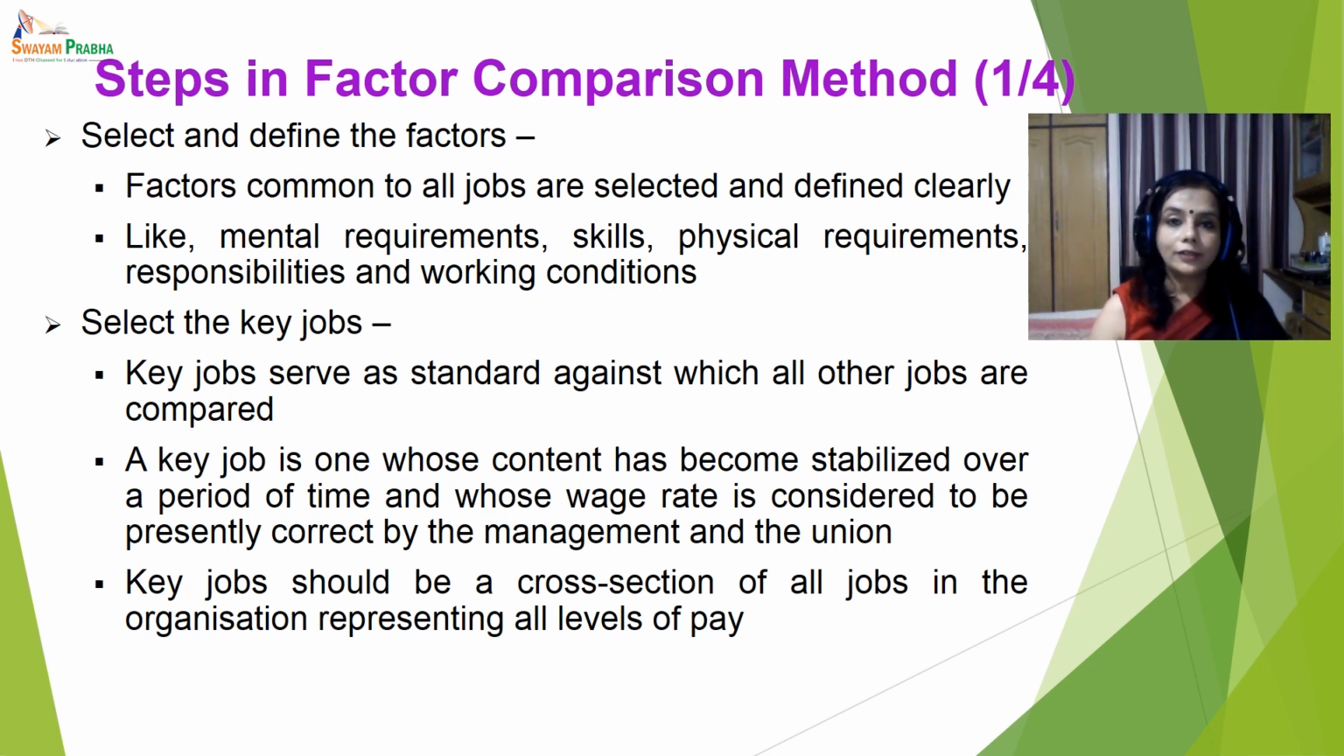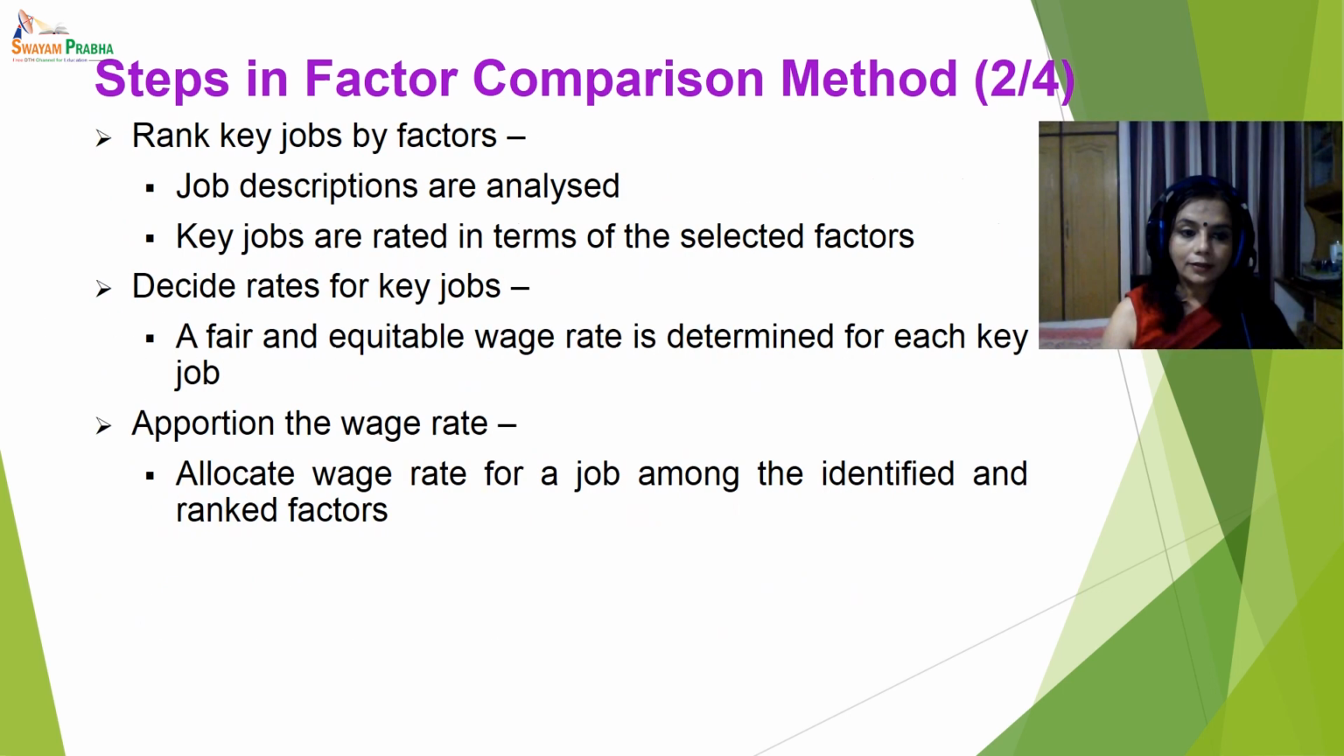Next step is to rank key jobs by factors. The job descriptions are analyzed. Key jobs are rated in terms of the selected factors. Decide rates for key jobs. This is the next step. A fair and equitable wage rate is determined for each key job. Apportion the wage rate: allocate wage rates for a job among the identified and ranked factors.